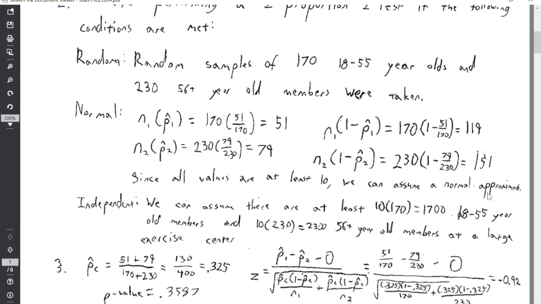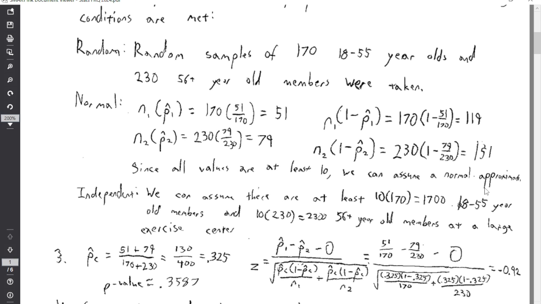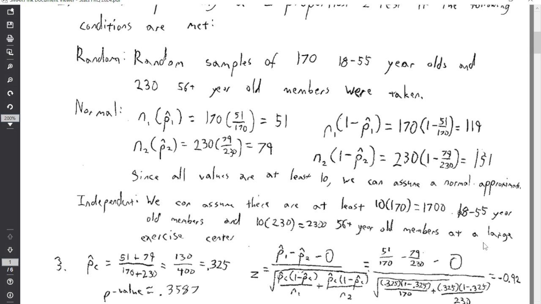Then, in order to do our formula, we need our pooled proportion. Our pooled proportion here is, if the proportions are the same, we can treat it as one big sample of 400, that's over here. And out of the total of 400, 130 of them were interested in the class. So that is our pooled proportion. Then we put in for our Z-score.